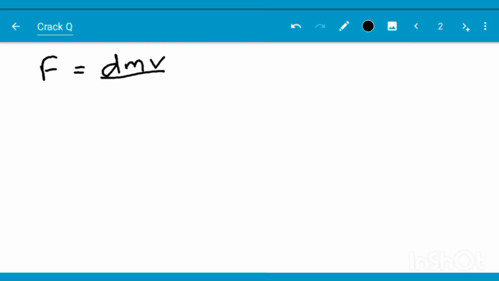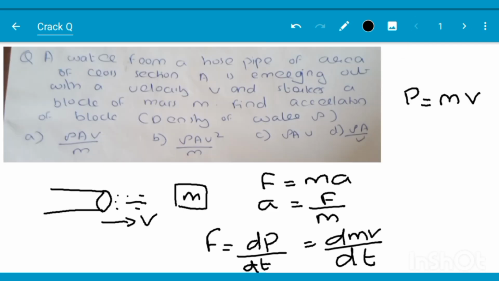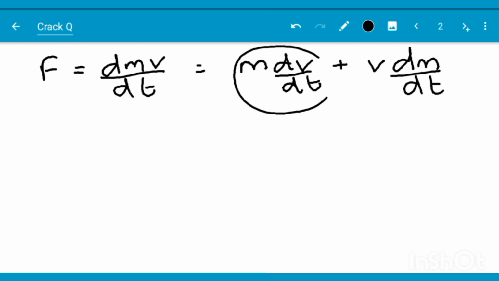d(mv) by dt. We know a derivation formula that if it is a product, then we do it like this: first one times the derivative of the second, dv by dt, plus second one times the derivative of the first, dm by dt. This is the product rule, which we have studied in maths in 11th or 12th. Now in this question, mass is constant and dv by dt is constant, so this whole thing is constant.